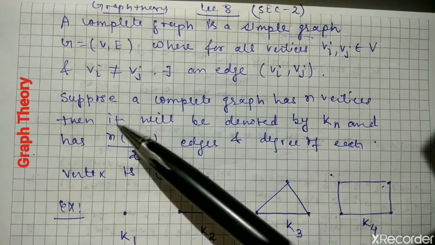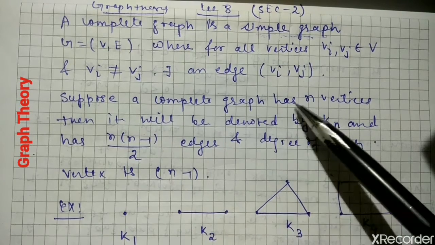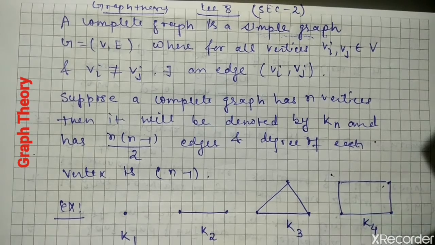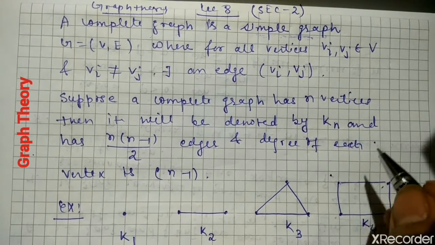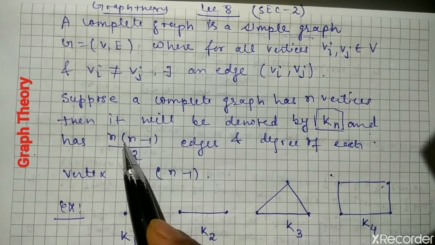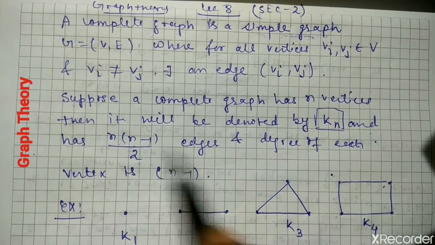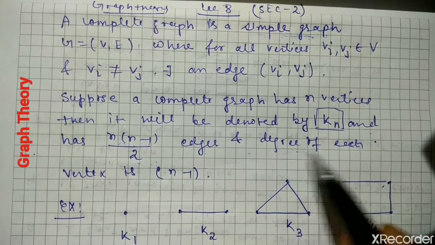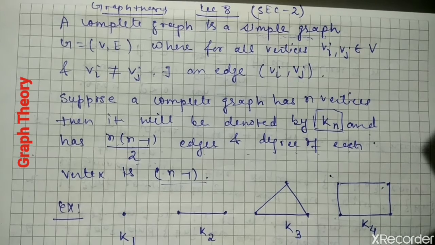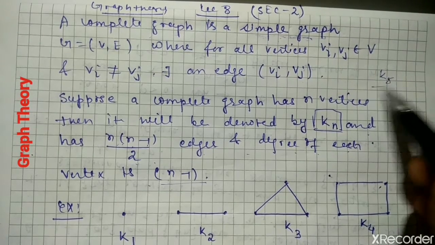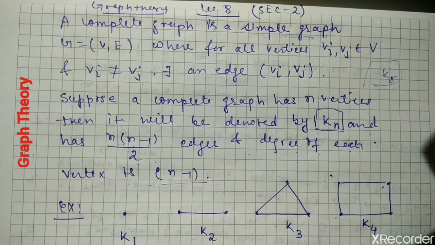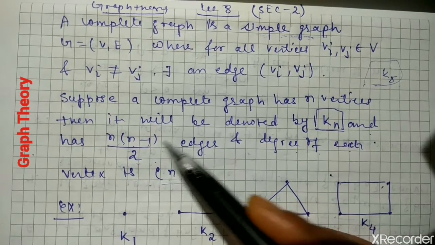Suppose we have a complete graph having n vertices, then it will be denoted by Kn, and it has n into n minus 1 divided by 2 edges. This is very important, and the degree of each vertex is n minus 1. So suppose in the exam you are given K5 and asked how many vertices and edges K5 has, you just find these values from these formulas.